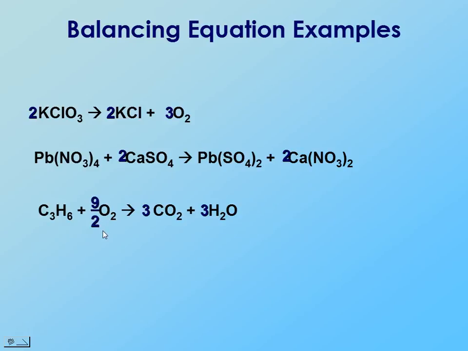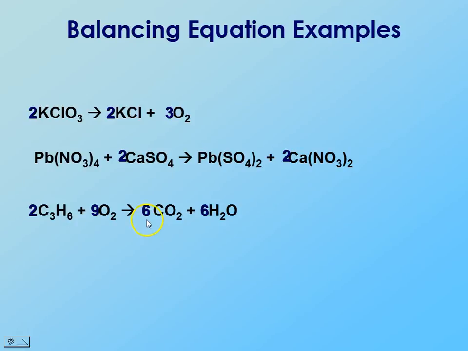So you may remember this from the first time you took chemistry, how we need to go back through and double all of our coefficients so that they are whole numbers. You always want to use the simplest whole number ratios you can, but you do need to use whole number ratios. So the 1 that was in front of C3H6 would become a 2. The 9 halves times 2 would become 9. 3 times 2 would become 6. And 3 times 2 would become 6.